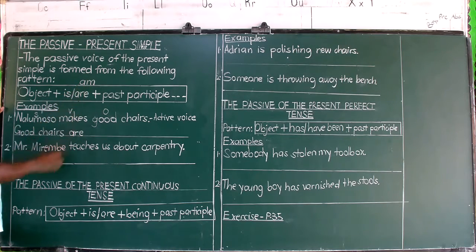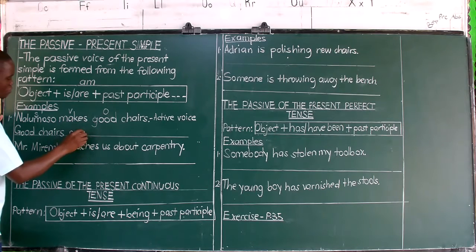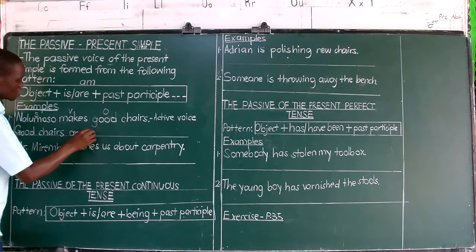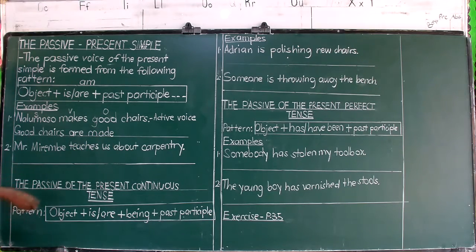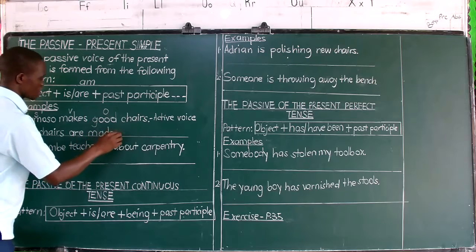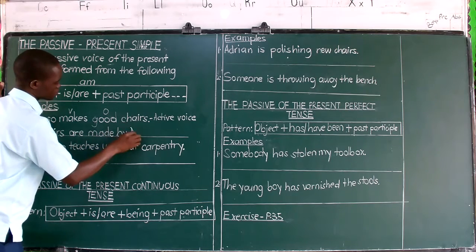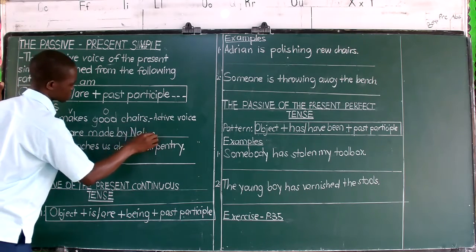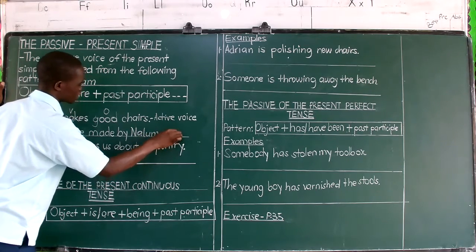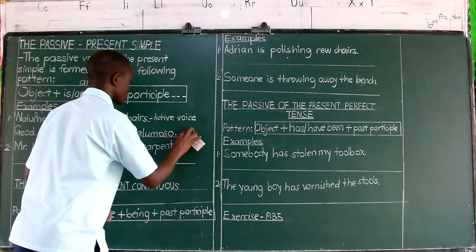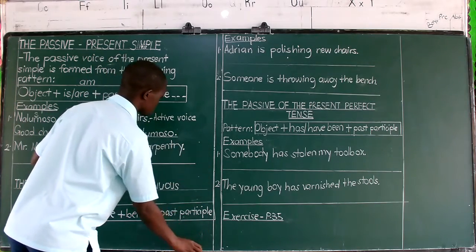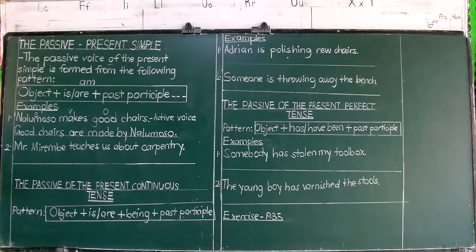After choosing one of these three helping verbs, you now talk about the past participle of the verb given, and that verb is makes. Change it to past participle, it becomes M-A-D-E. Then you can add the doer, and that is Nalumoso, after using the preposition by. So in the end, you have your answer as: Good chairs are made by Nalumoso. That is the passive of the present simple tense.